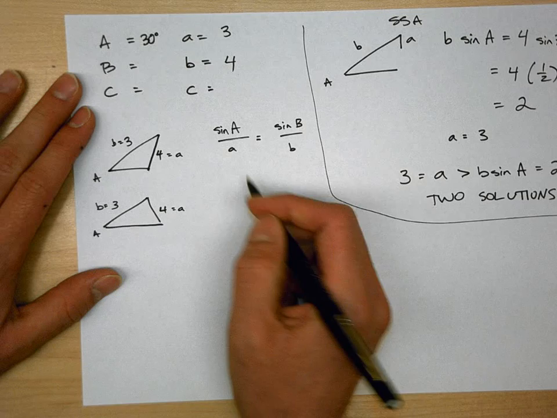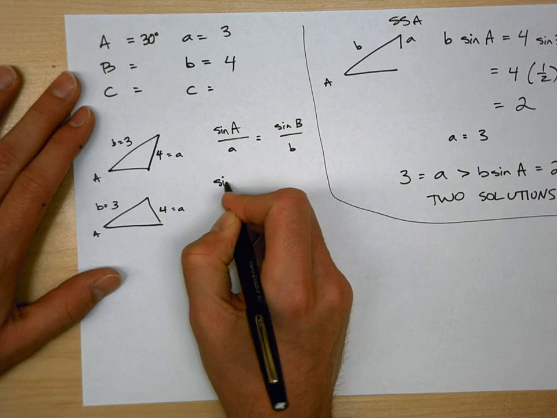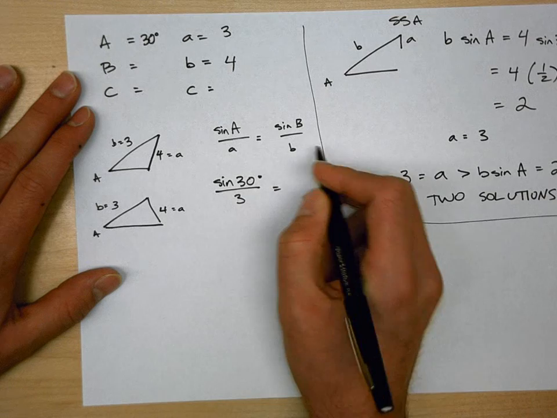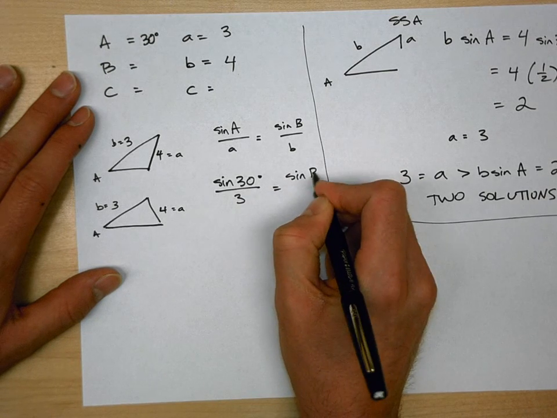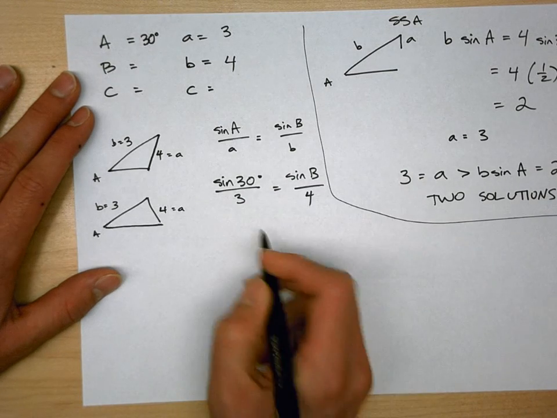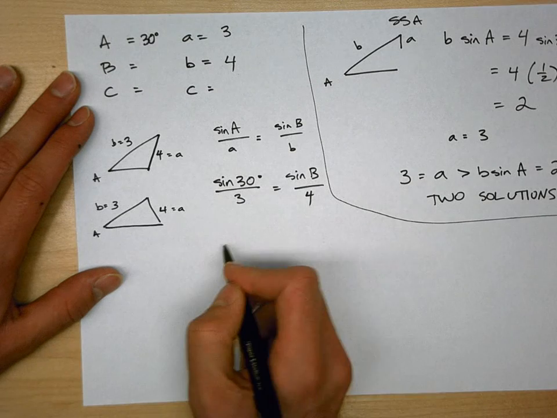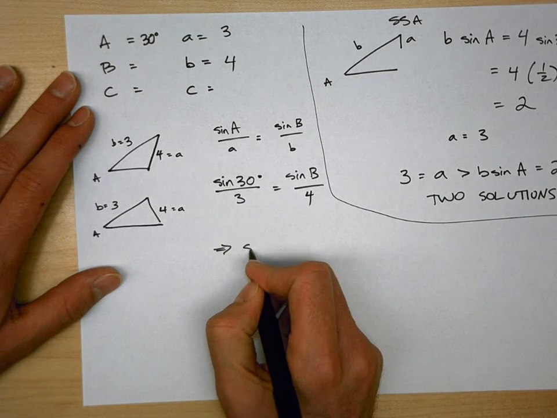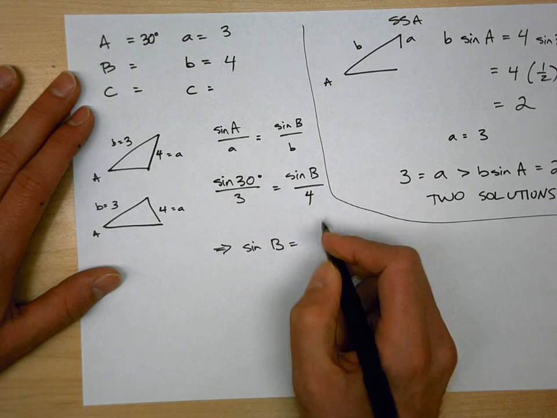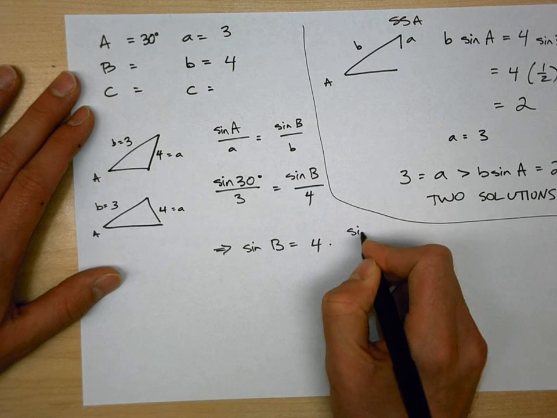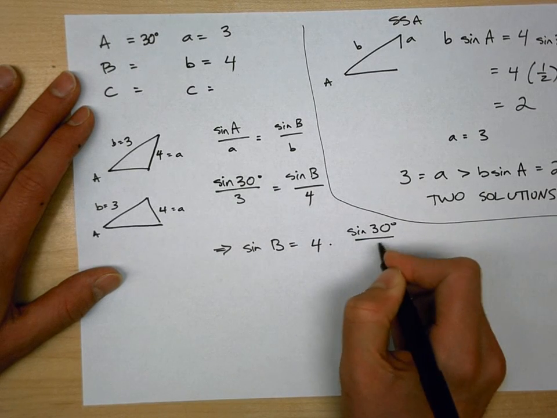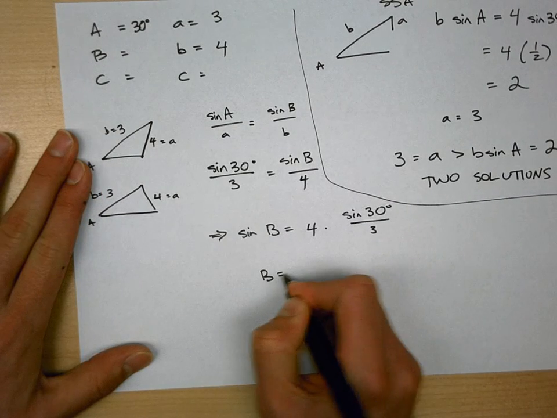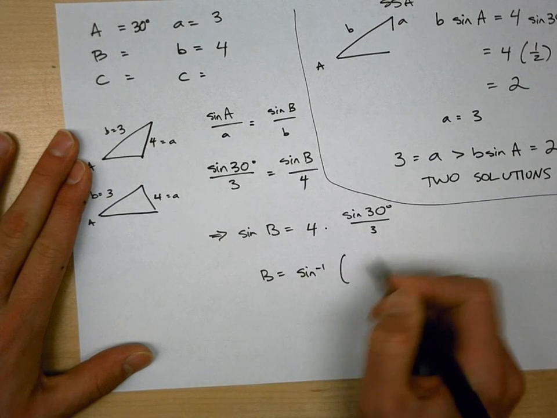All right, so sine of 30 degrees over 3 is equal to sine of B over 4. What we can do now is multiply both sides by 4, and that will isolate sine of B. And then the final thing we want to do is take inverse sine of both sides.